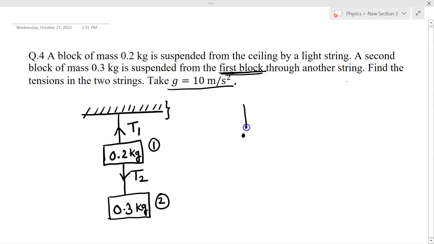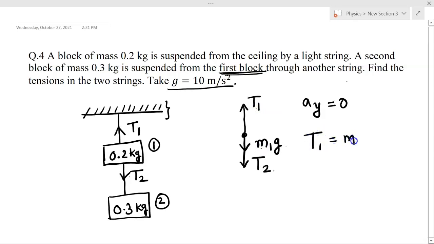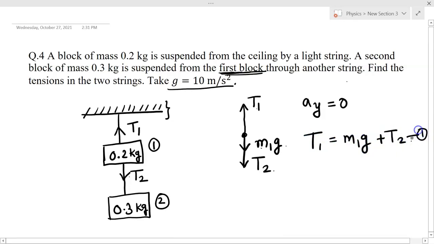Now if I draw the free body diagram, it will be something like this. T1 is the upward force, T2 is the downward force, and again a downward force due to gravity will be there. Let's say this is m1g. Is this system accelerating? No, it is at rest. So in the y direction there is no acceleration. That means T1 must be balanced by m1g plus T2. So T1 is equal to m1g plus T2. This is our first equation.